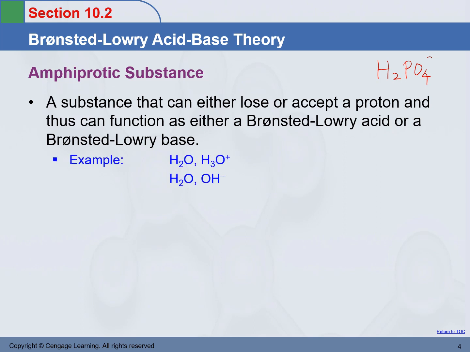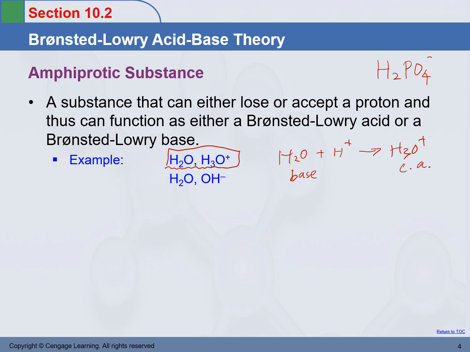Another example, water. See this pair, this is a conjugate acid-base pair because water accepting a proton will become hydronium ion. That's the acid, that's its conjugate base. Makes sense to you? Or you can call water a base, and this one will be its conjugate acid.